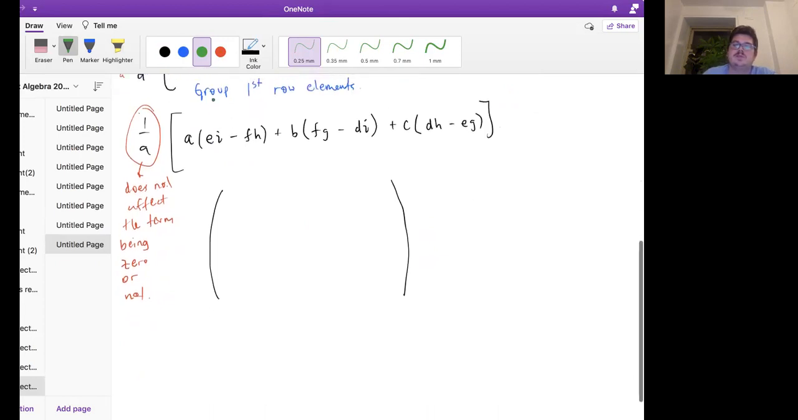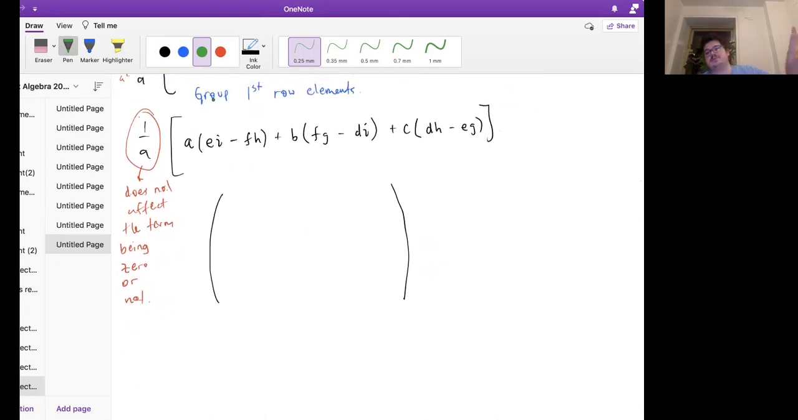So when we do the determinant, we're not going to consider that part, the 1 over A. This is the only thing that affects it being 0 or not. Only thing that affects equals 0 or does not equal 0.